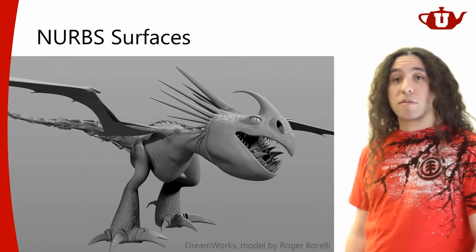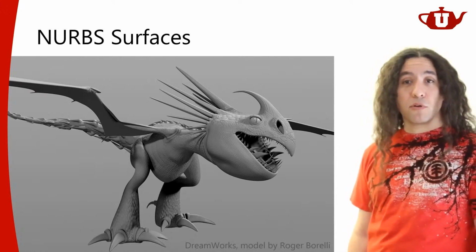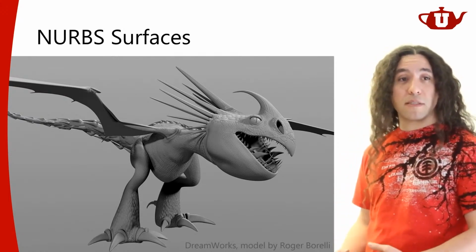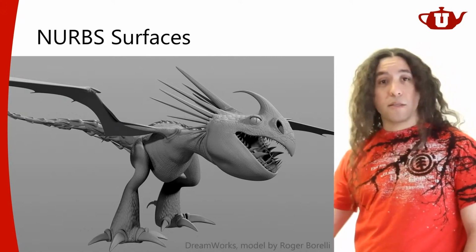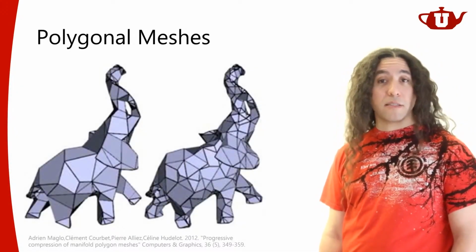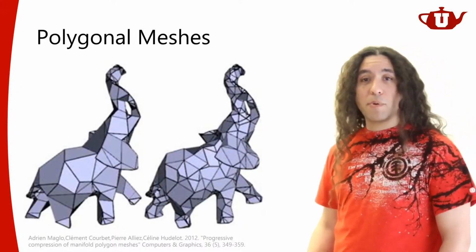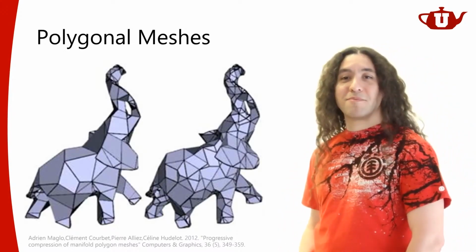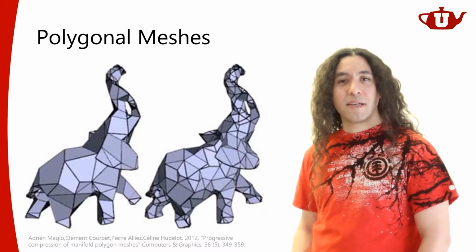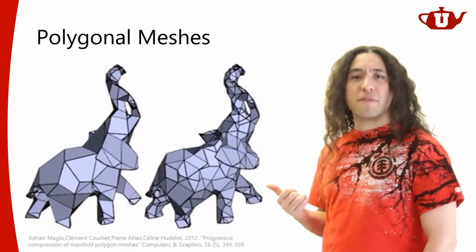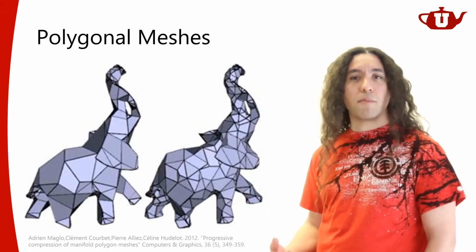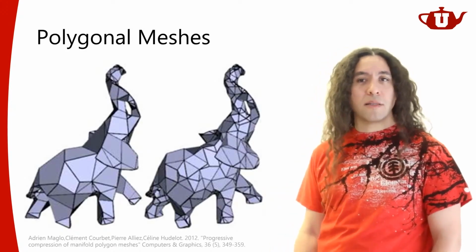But probably the most popular method for preparing 3D models, or 3D surfaces, today is using polygonal meshes. So here's an example of a polygonal mesh of this model of an elephant. You're seeing two different polygonal meshes here with different resolutions. We call them resolutions, the number of polygons we have for representing the model.